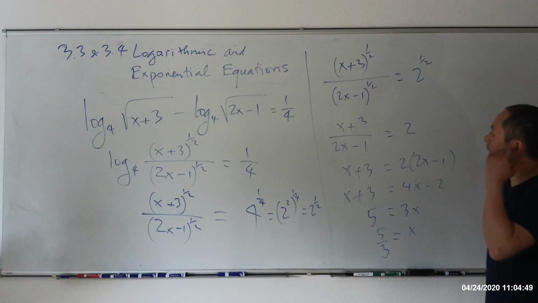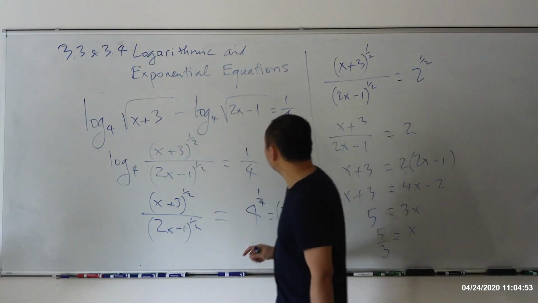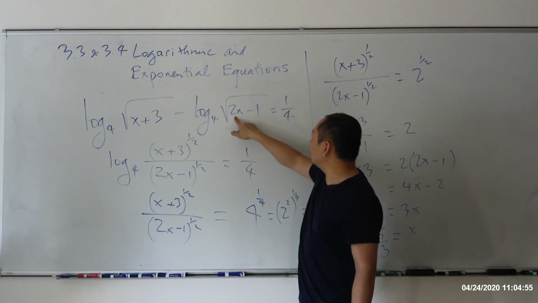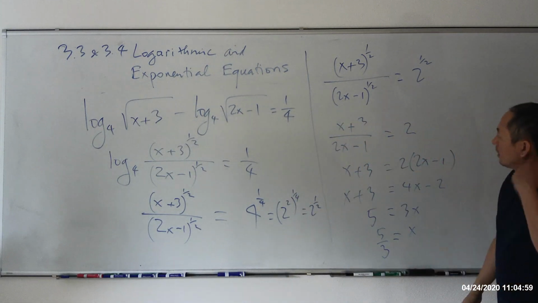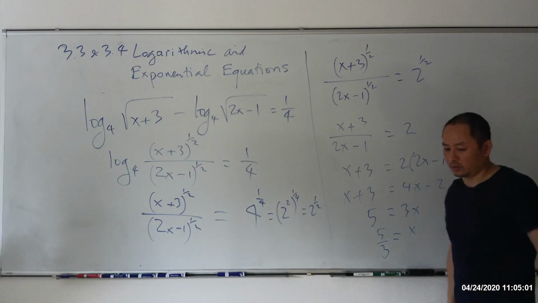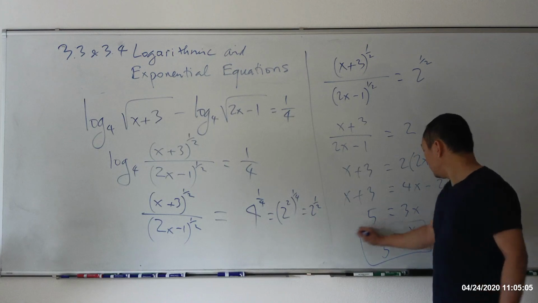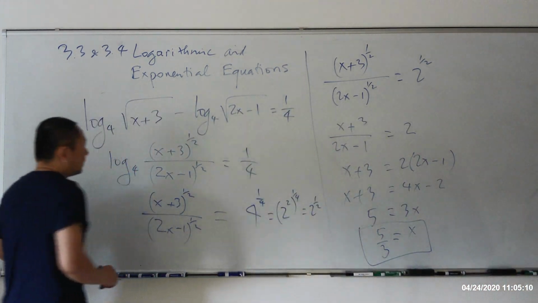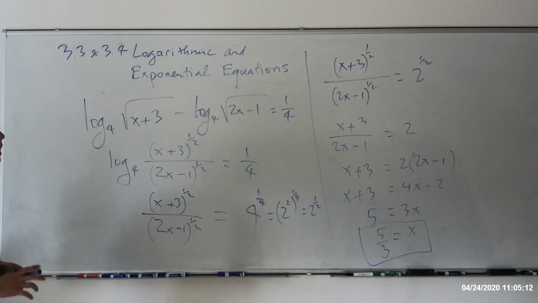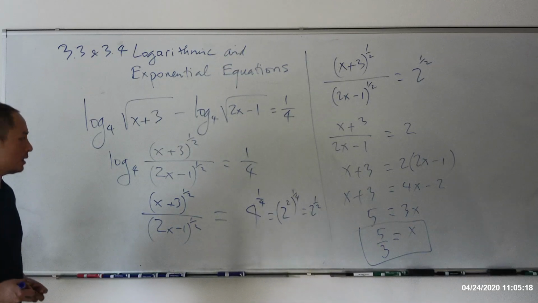And don't forget to plug in and check. 5 over 3 right here, plus 3, yes, positive, good. 5 over 3 times 2 is 10 over 3 minus 3 over 3, positive. So if your algebra is correct, you should have a solution of x equal to 5/3. Okay? So we have a couple of examples. I'm just trying to show you some typical exercises involving the log equations.